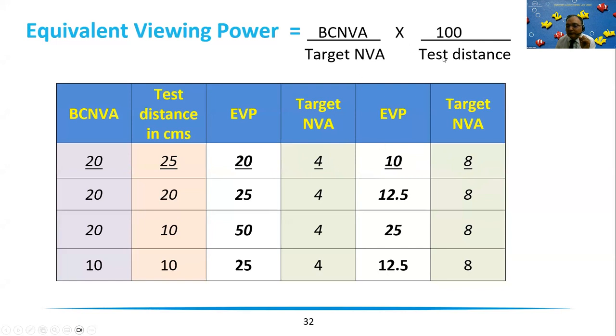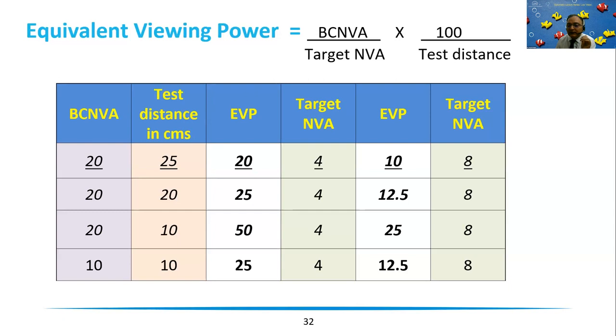So it is so important to know what print size the person wants to read, so that you can change your target near visual acuity. Best corrected near visual acuity and test distance have to be carefully recorded. Then when you put that in the formula, you'll get the right equivalent viewing power. That information guides you: if equivalent viewing power is 20 diopter, whether I use a 20 diopter spectacle magnifier, 20 diopter hand magnifier, or 20 diopter stand magnifier, illuminated or non-illuminated, those are the things you have to consider.